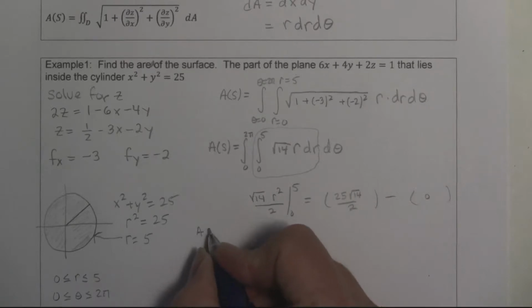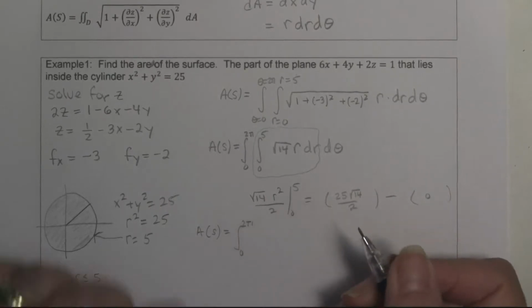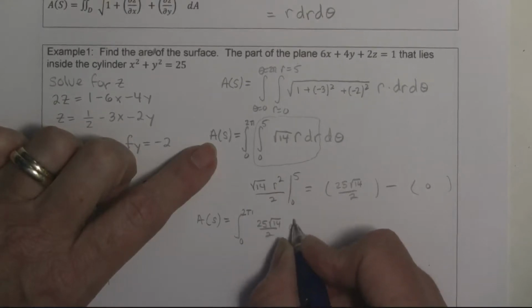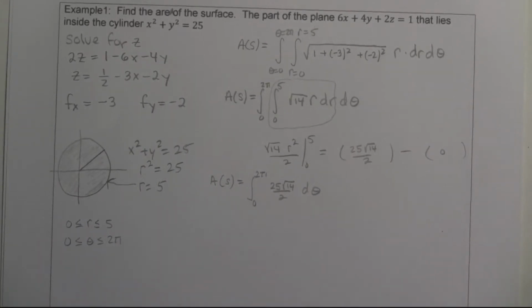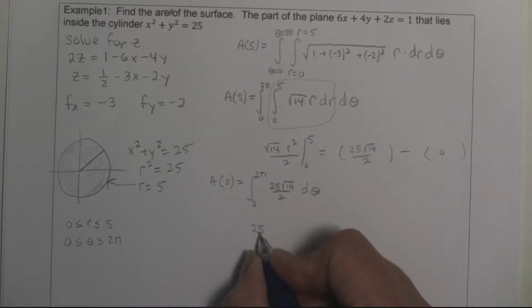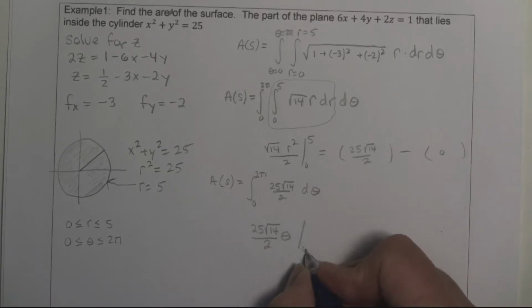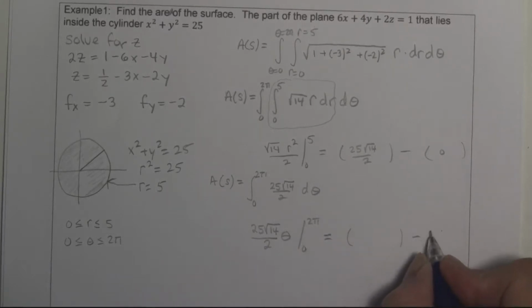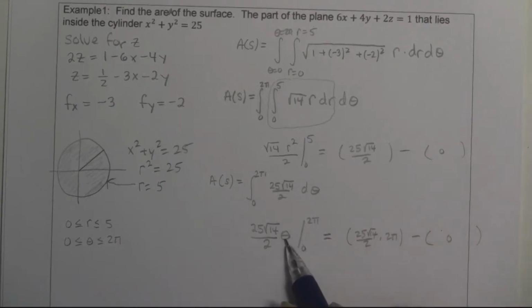Just to reiterate what we have here, we're now on 0 to 2 pi, and we have 25 square root of 14 over 2 d theta. That's a constant, so when we integrate a constant, we just get theta. So this is 25 square root of 14 over 2 times theta, from 0 to 2 pi. It seems so much harder when I was doing it before. When we do upper bound minus lower bound here, this is 25 square root of 14 over 2 times 2 pi, and we get 0 on the other.